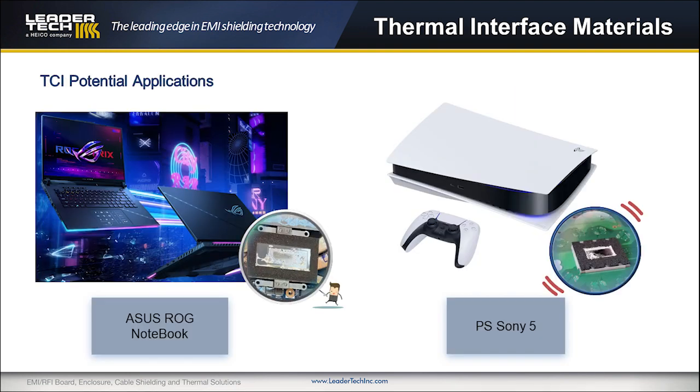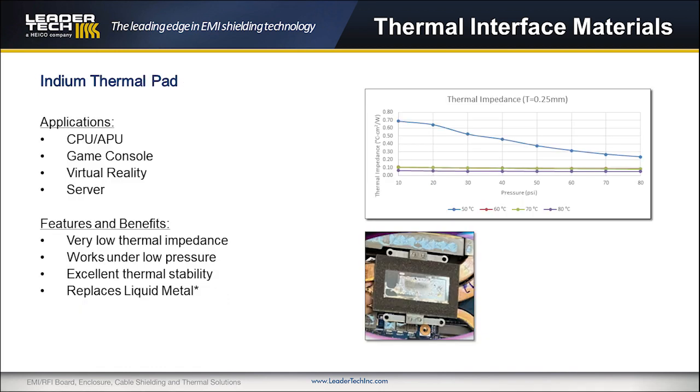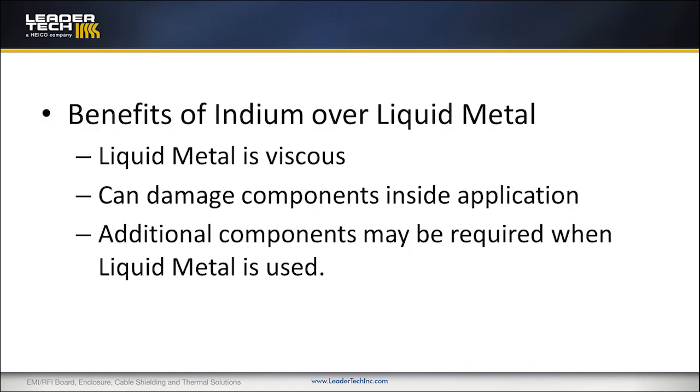The TCI material applications are CPUs and APUs, video game consoles, virtual reality devices, and server products. Its features and benefits are very low thermal impedance, works under low pressure, excellent thermal stability, and replaces liquid metal as a thermal interface material. The benefits of indium over liquid metal are liquid metal is a viscous material, it can damage components inside the application, and finally, components may be required when liquid metal is used.